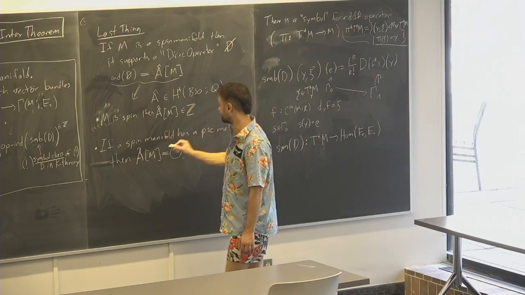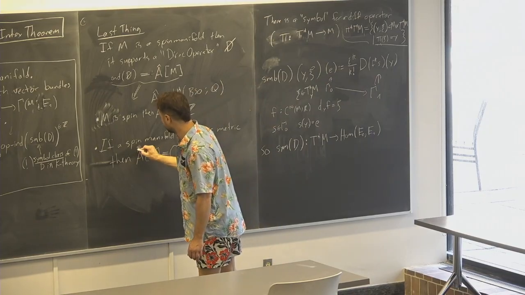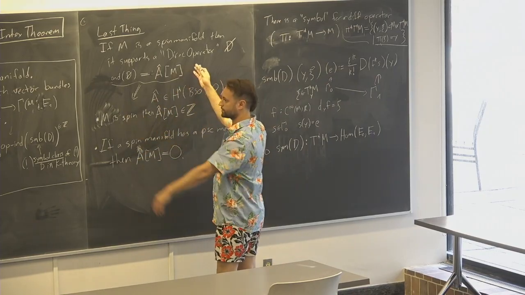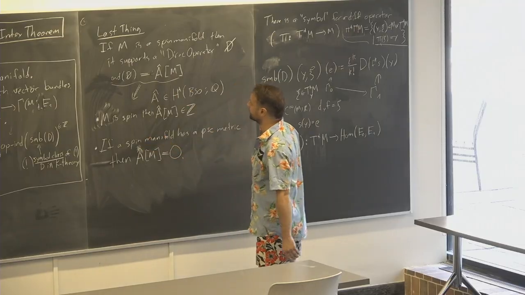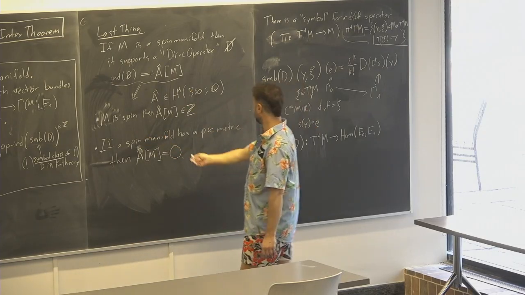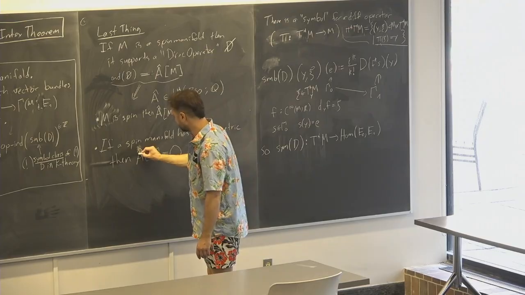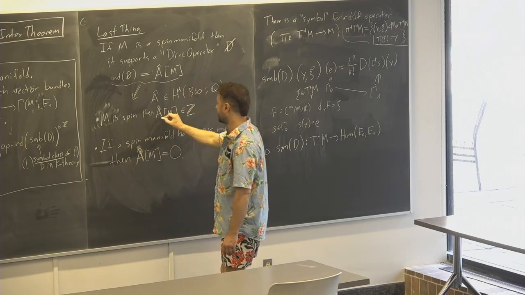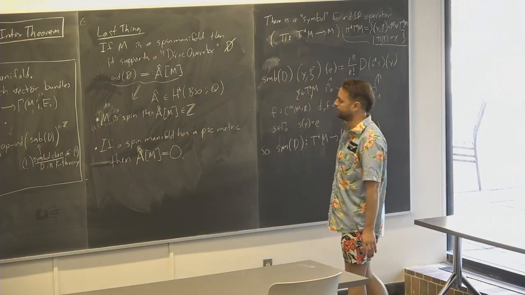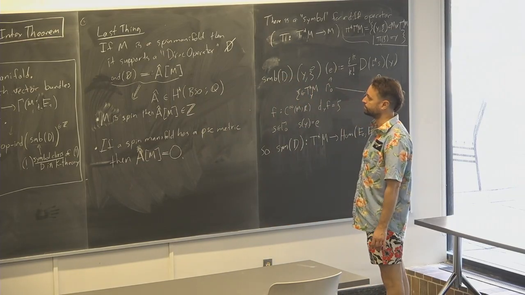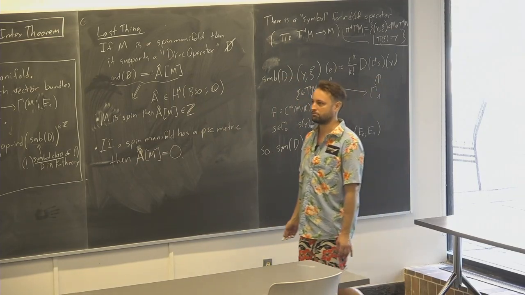But in fact, this A hat genus, which appeared kind of magically out of the index theorem, is used as an obstruction to tell if spin manifolds have a positive scalar curvature metric or not. There's lots of other applications of the A hat genus. In some ways, it just falls out of index theory.